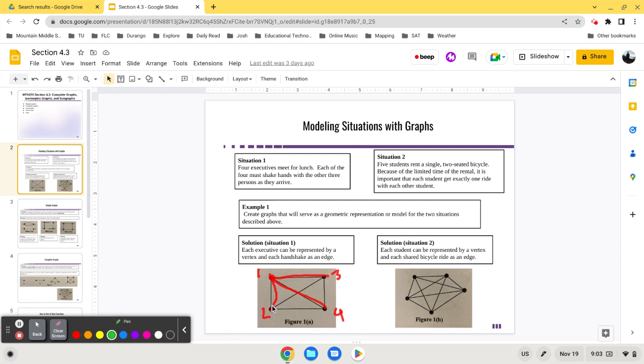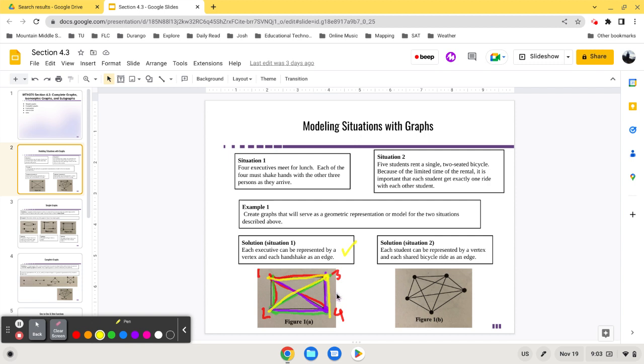Then we can go to person 2. Person 2 shakes hands with 1, with 3, and with 4. Then we go to 4. 4 can shake with 2, with 1, and with 3. Last but not least, we have person 3. 3 can go with 1, with 2, and with 4. Check, that does work. They can shake hands with all people.